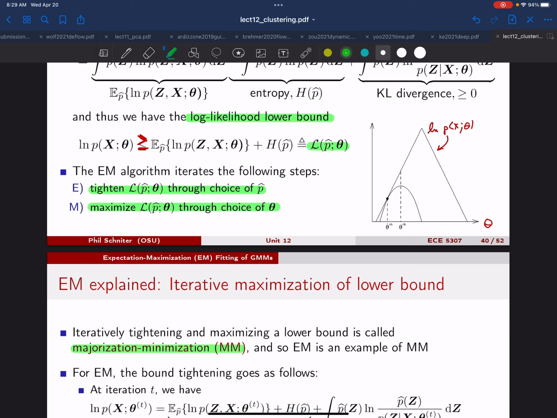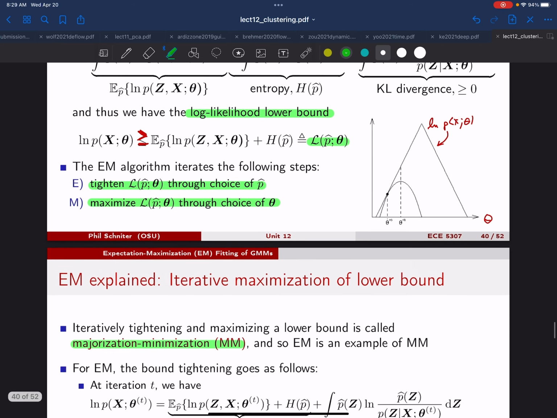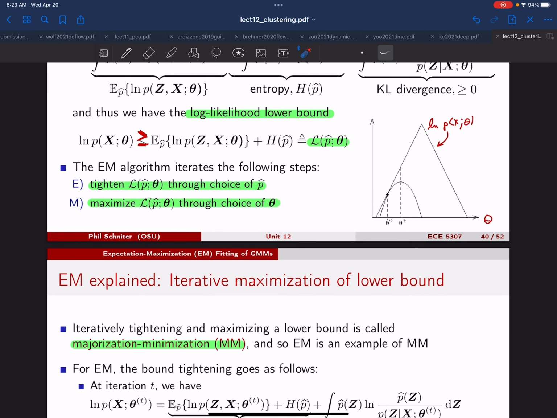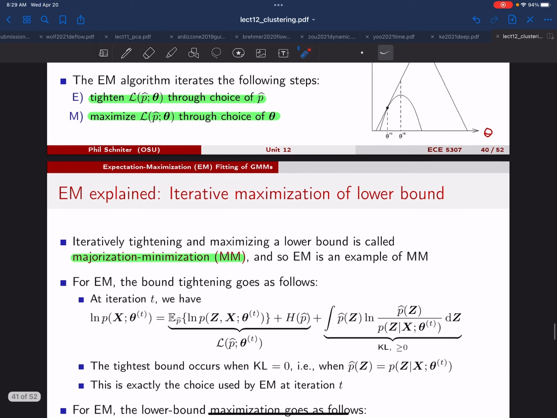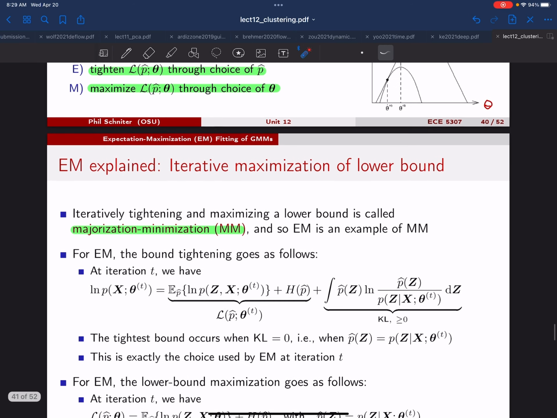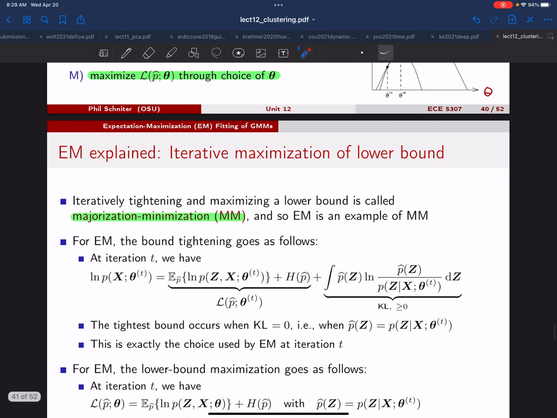Okay, so now that we have this idea of tightening the lower bound through choosing p hat and maximizing through choosing theta, we can see exactly how this works with EM. So in EM, we have this we just derived on the previous page. This is our lower bound. This is the term that is preventing it from being perfectly tight.